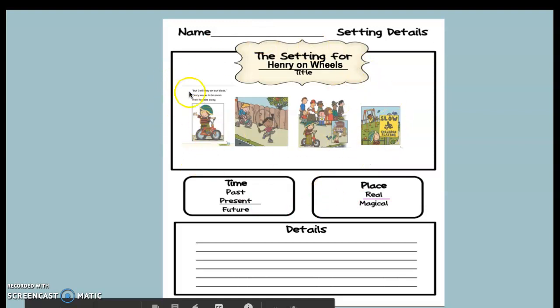So in this box, you can draw a picture of where the story is happening. You can add that it's happening during the daytime, and we can say that it's happening in Henry's neighborhood. We also know it's happening in the present time. It didn't happen in the past, and it's not happening in the future. It's happening right now. So we would say present. And then the place. Is it a real place or a magical place? It seems real, right? Because we're reading a realistic fiction piece. So it could be a real place.